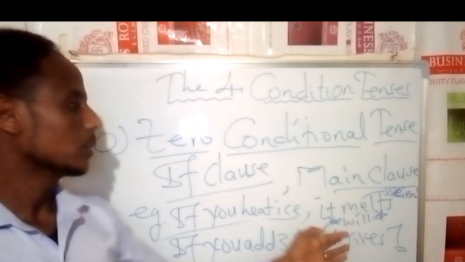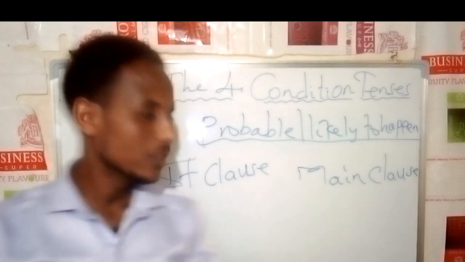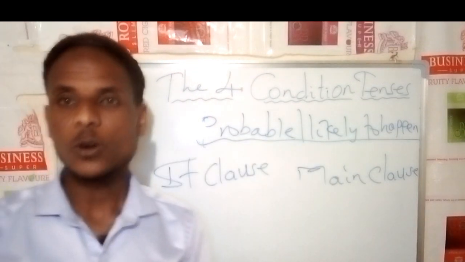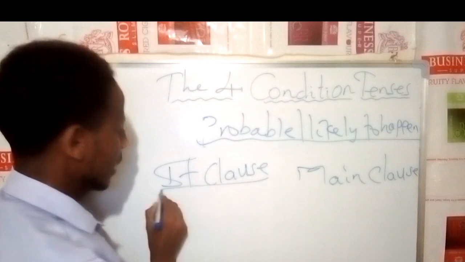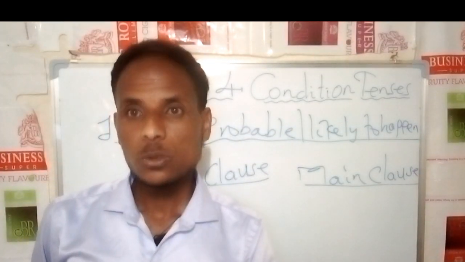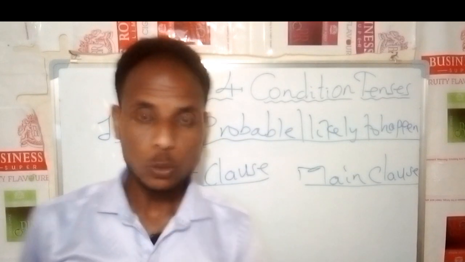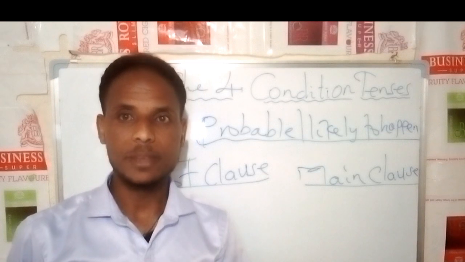ነገር ትሩዝ ስለሆነ will አንጠቀም ማለት ነው። This is the other type of conditional tense. It's called type 1, probable or likely to happen. It is also the if clause and the main clause, like that of the zero conditional tense. What's the difference between the zero conditional tense and the probable or likely conditional tense? There is a big difference between them.